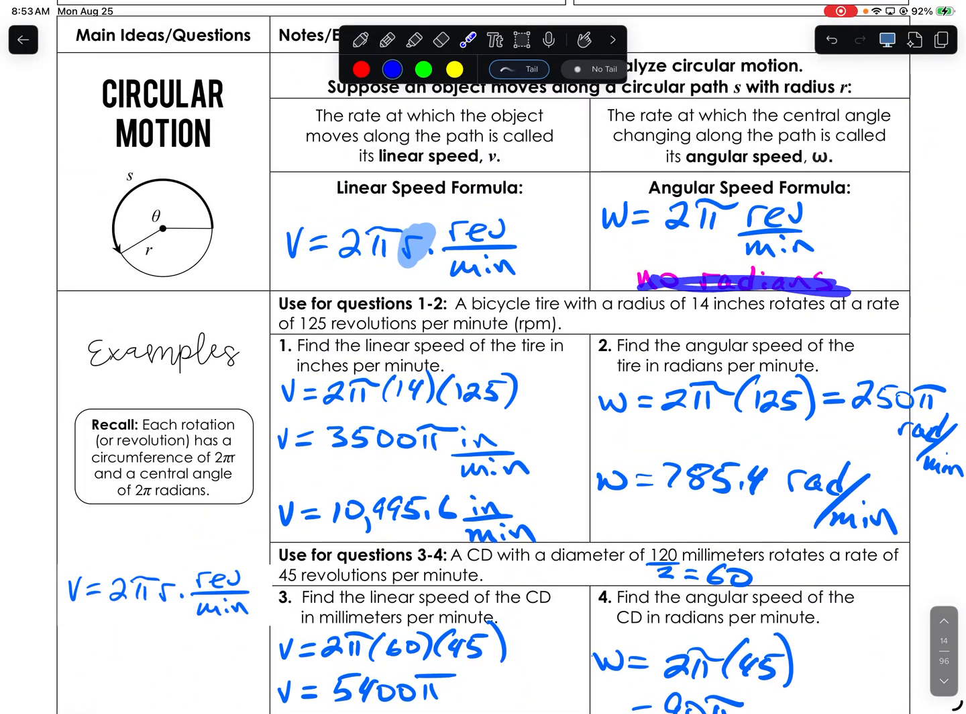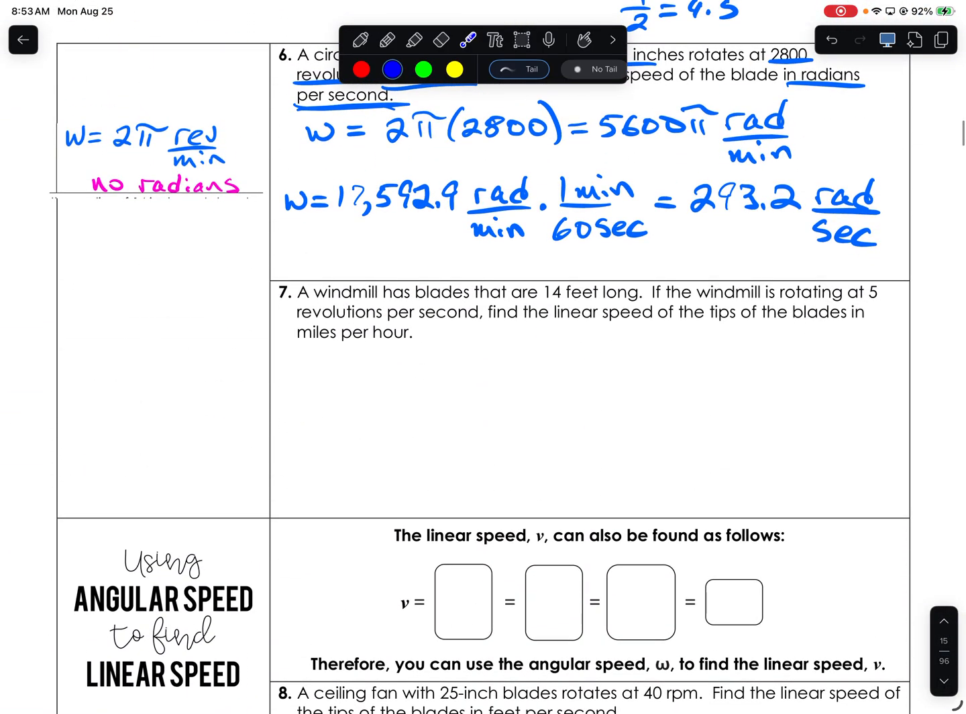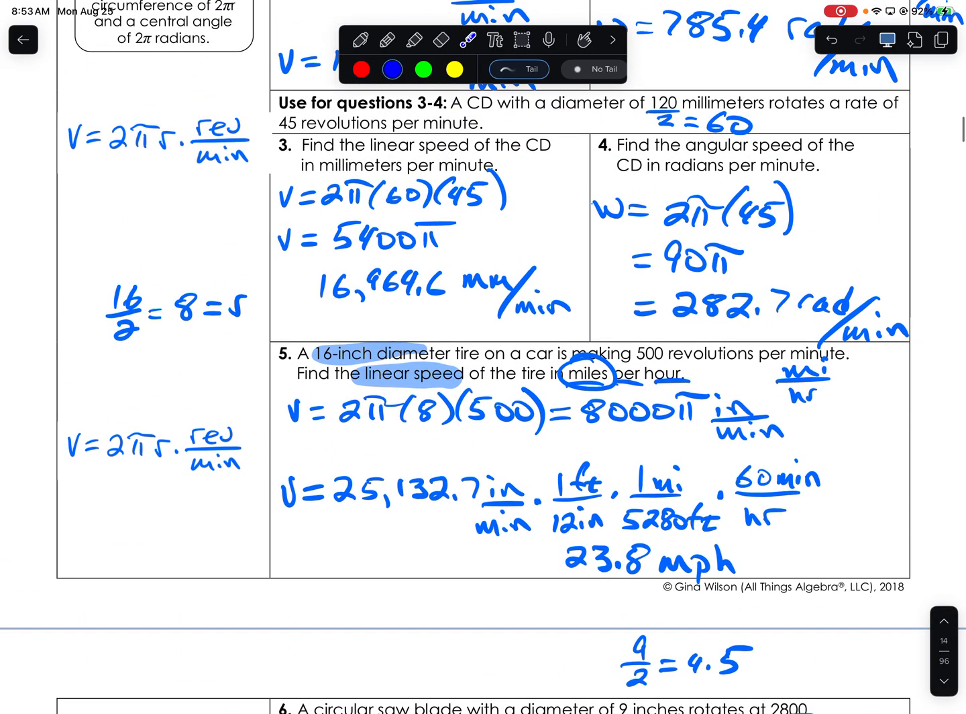I'm not sure why I wrote no radians there. That seems confusing to me. When I relearned my pre-calc, Gina taught me and she must have written that, but I don't see why she wrote it now.